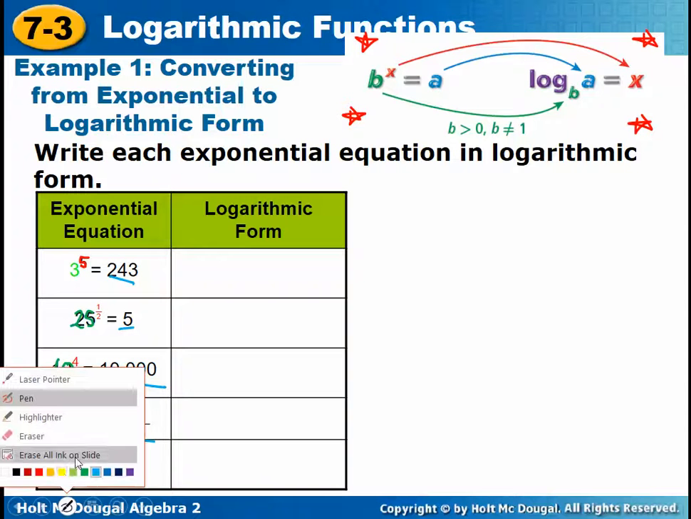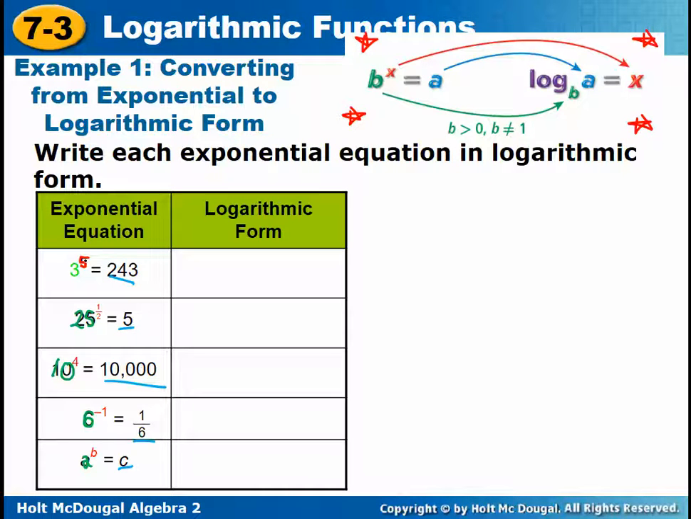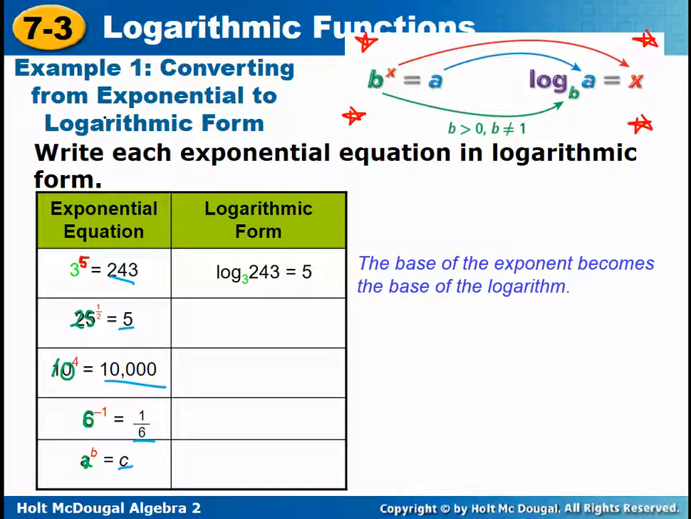All right, so the first problem says that we have 3 to the 5th equals 243. So 3 is our base, 5 is our exponent, and it's equal to our a, which is 243. So we need to just rewrite that in the log form. It would be log base 3 of 243 equal to 5. It's always equal to the exponent. The second one, 25 to the 1/2 power, is equal to 5. Our exponents can be fractions, and the exponent will be the answer to the logarithm. So log base 25 of 5 is equal to 1/2.